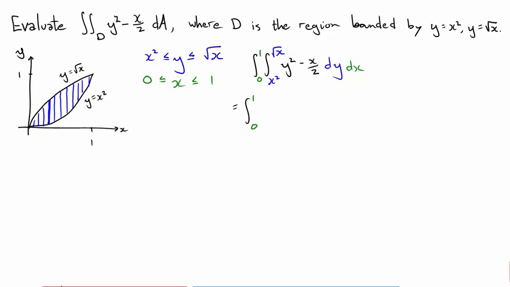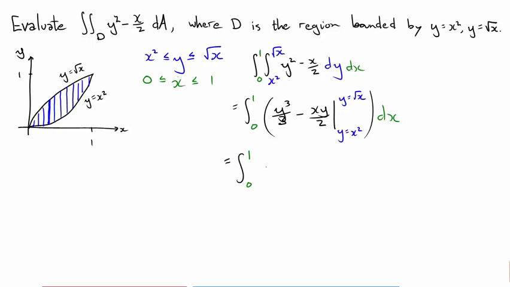Now we do the first integration. The antiderivative of y squared minus x over 2 with respect to y is y cubed over 3 minus xy over 2. And here y gets evaluated at x squared and at root x.